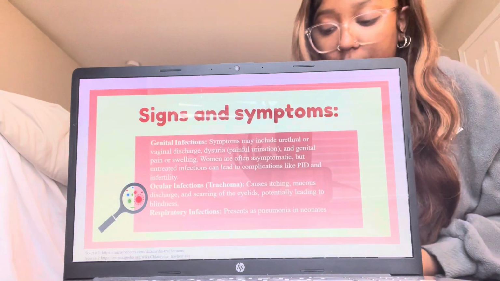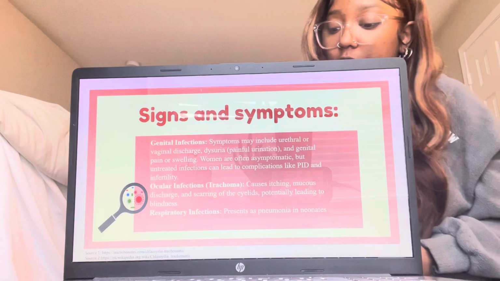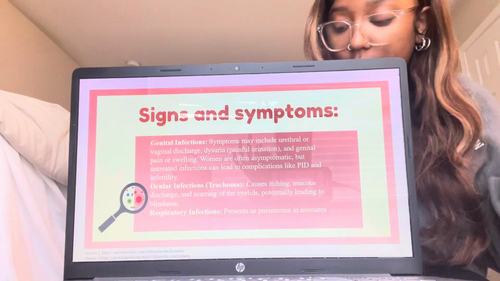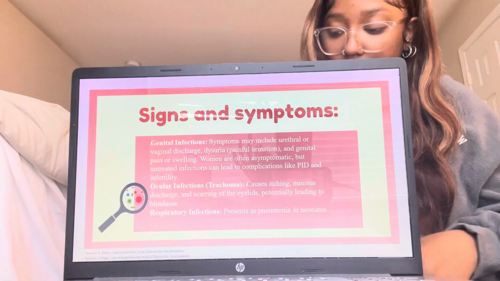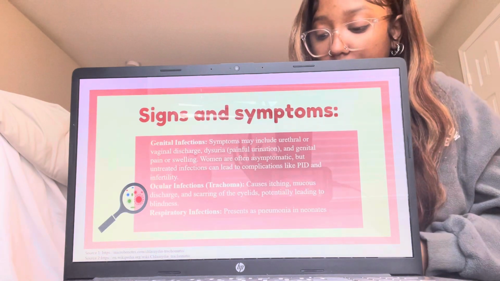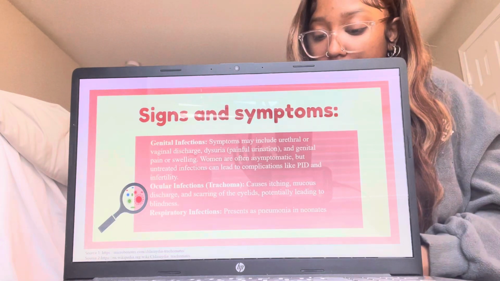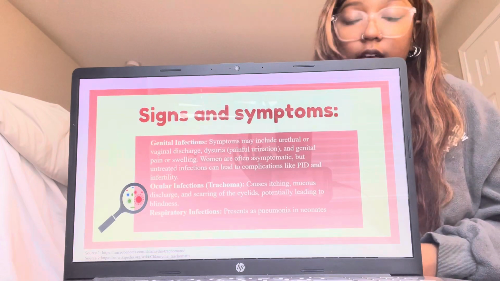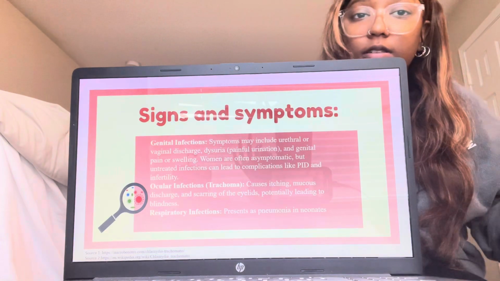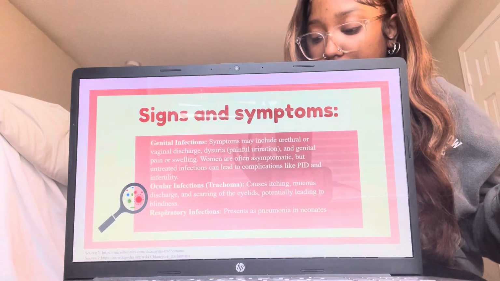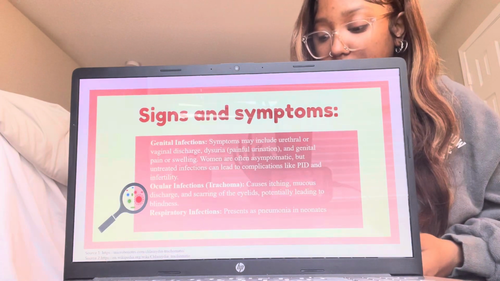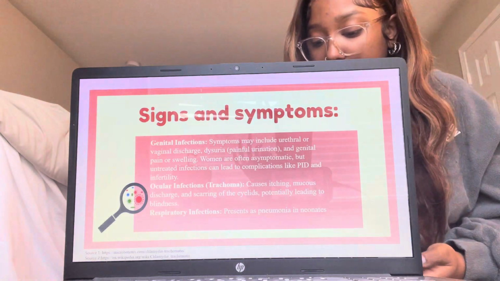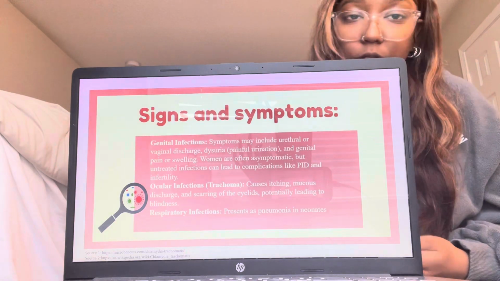Signs and symptoms of chlamydia are genital infections, ocular infections, and respiratory disease. In the genital infection, symptoms may include urethral, vaginal, or painful urination, and genital pain or swelling. Women are often asymptomatic, but untreated infections can lead to complications like PID or infertility. Like we discussed earlier, the ocular infections can lead to trachoma, which is the loss of eyesight. The symptoms of it are itchiness, discharge from your eye, and scarring of the eyelids. And respiratory infection presents as pneumonia in neonates.